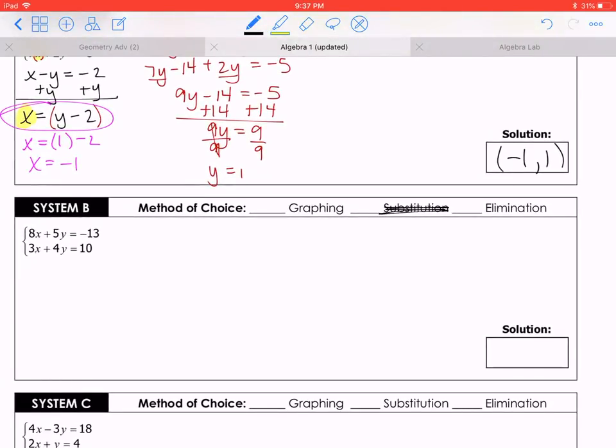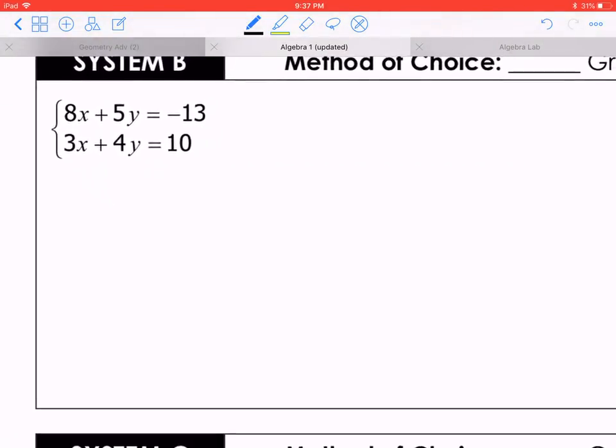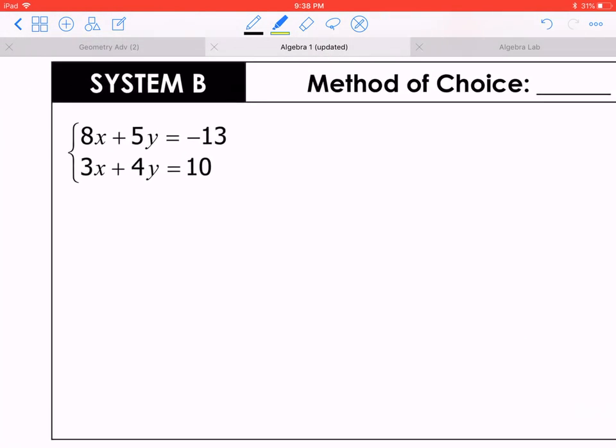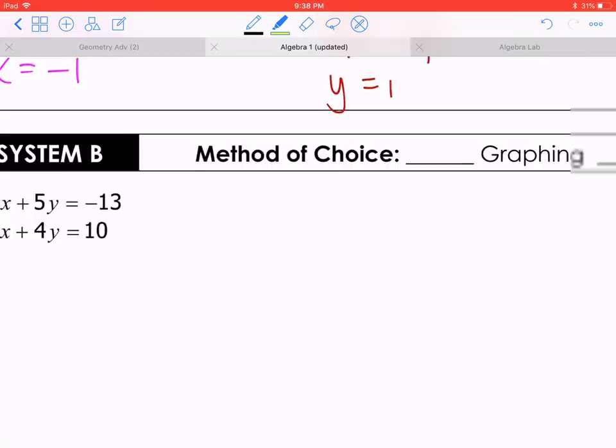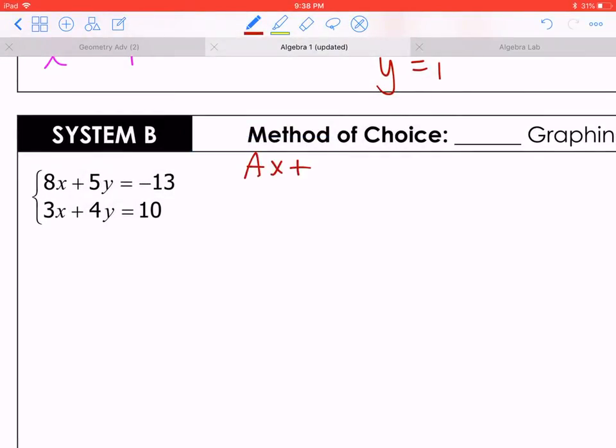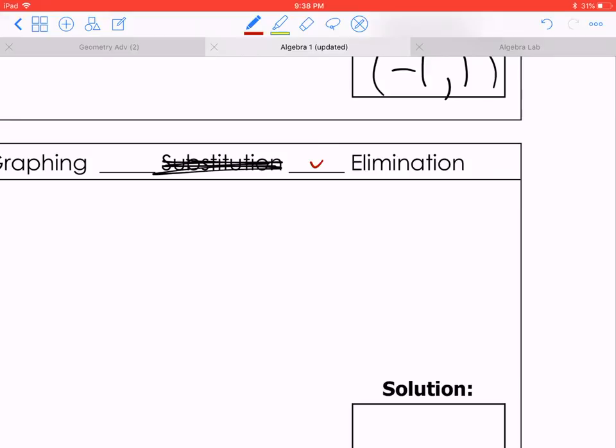We can no longer use substitution, so we have to choose graphing or elimination. Now looking at this, I don't have any matching coefficients, and they're both in standard form, meaning x and y are on the same side. Actually, let me write standard form for you. Standard form is ax plus by equals c. Okay, so both of these are in that format, so elimination is going to be a good method for us to use. So I'm going to use elimination.